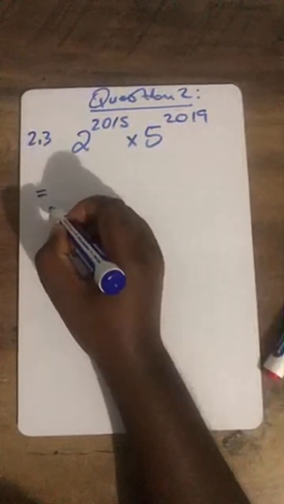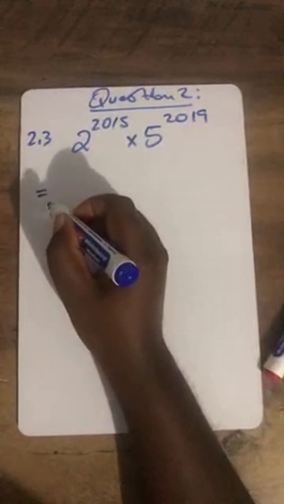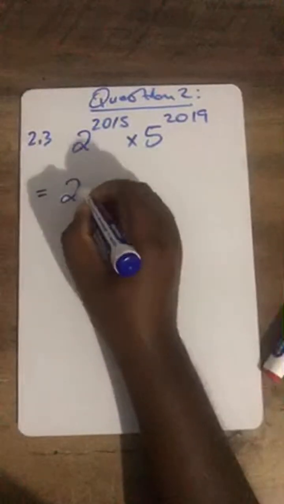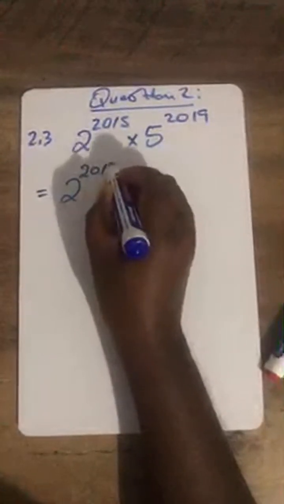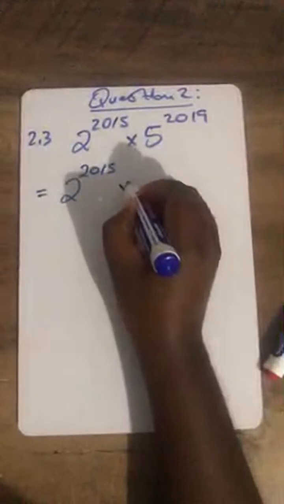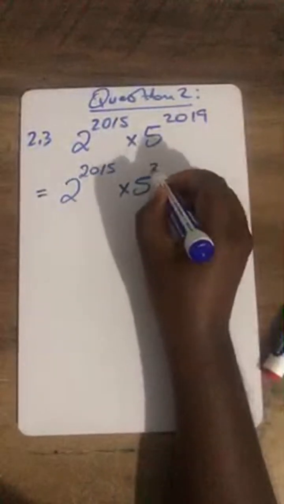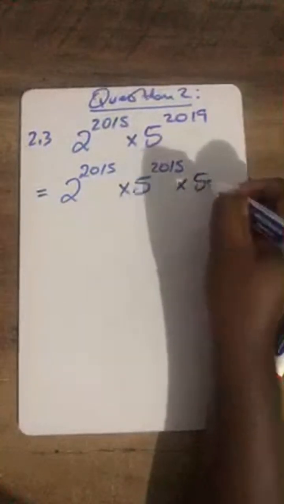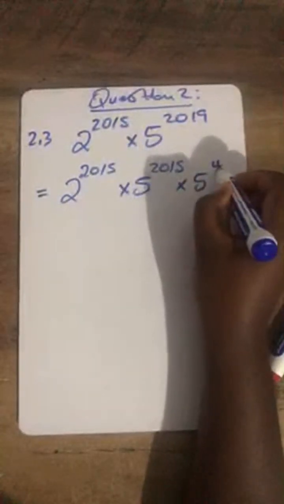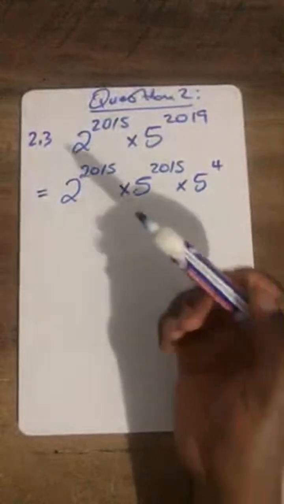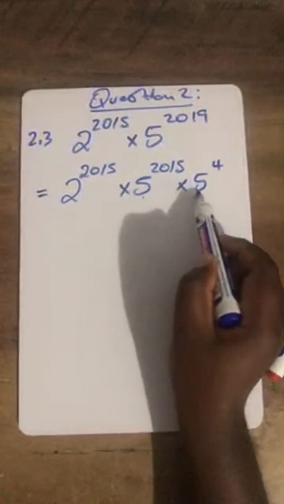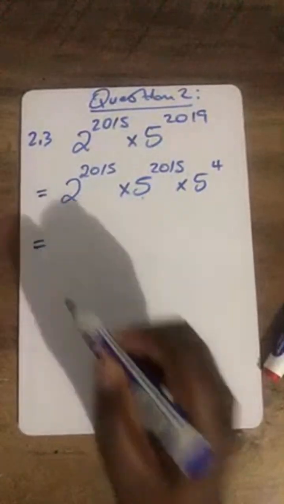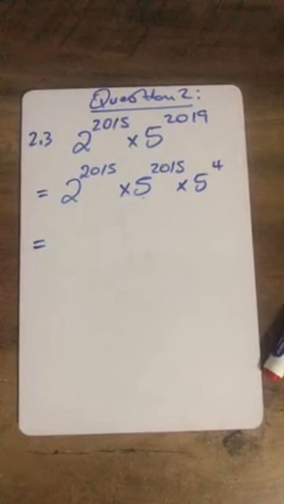Okay, guys, here comes a question. Can we not try to make the exponents the same somehow? For example, we say 2 to the exponent 2015, multiplied by 5 to the exponent 2015, and then times 5 to the exponent 4. Because I agree, the laws of exponents say if the bases are the same, you add the exponents. Then it takes you back to there. I'm just not sure if you are able to notice that, honorable members.